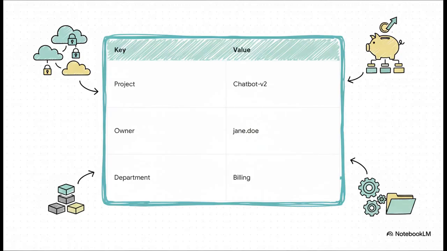Let's make this real. For example, you could have a key called project, and the value is chatbot v2, or maybe a key called owner with the value jane.doe. All of a sudden, that mystery resource we talked about has an identity. We know it belongs to Jane's chatbot project, which is part of the billing department. And just like that, you can track costs, lock down access, and you know exactly who to talk to about it.